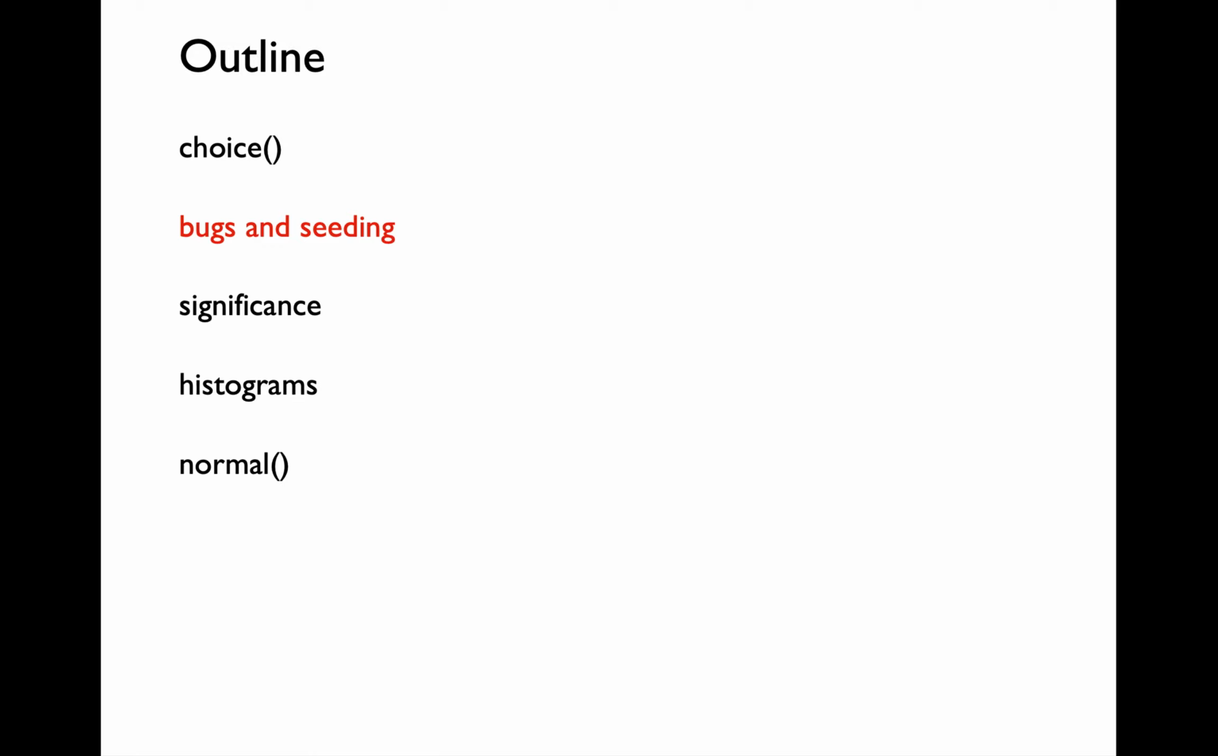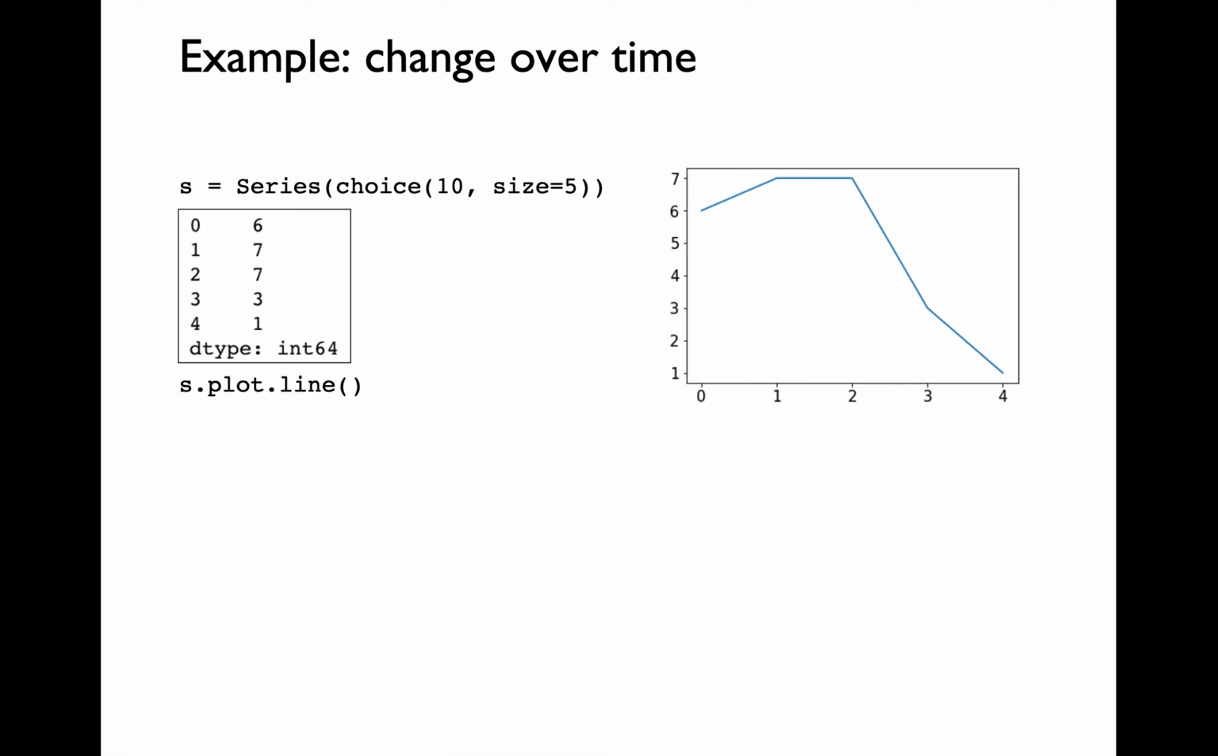Let's talk about bugs and randomization. I have a choice function call over here where I'm saying choose randomly from values from 0 through 9 by passing 10 as the first argument, and give me 5 such values by passing 5 as the argument to the size parameter, and I'm converting the return value to a series. The values of my series are going to be the randomly generated values. The index of my series values are always going to be 0, 1, 2, 3, 4, correct?